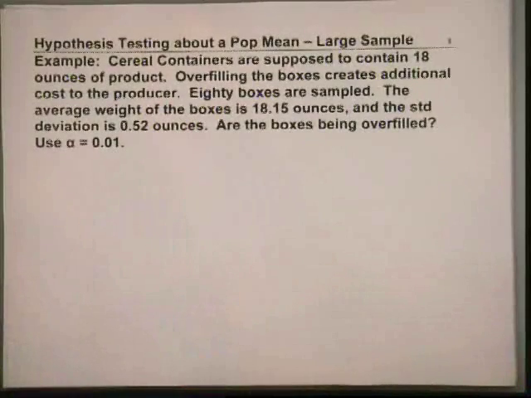Cereal containers are supposed to contain 18 ounces of product. Overfilling the boxes creates additional cost to the producer. 80 boxes are sampled. The average weight of the boxes is 18.15 ounces, and the standard deviation is 0.52 ounces. Are the boxes being overfilled? Use alpha equals 0.01 in your decision.